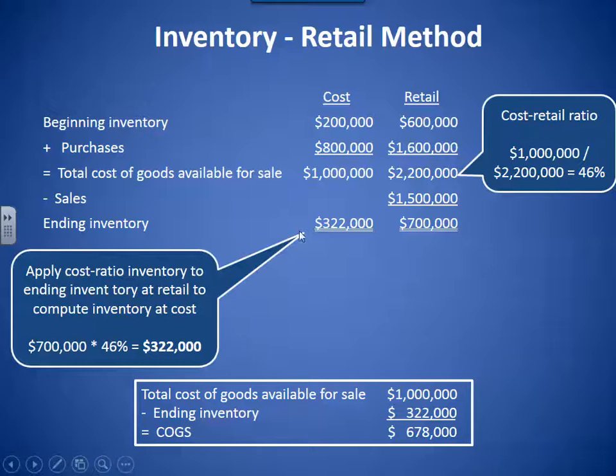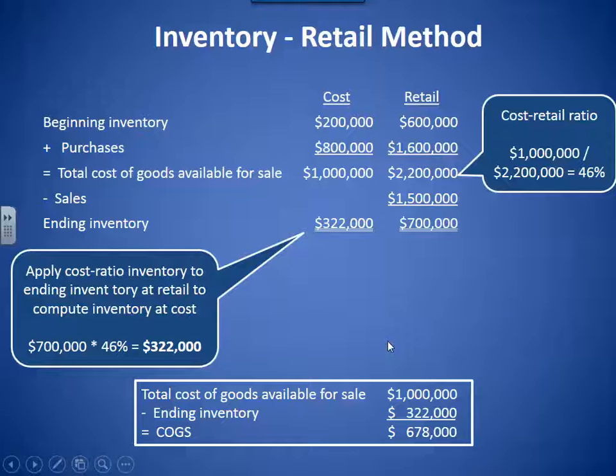Under the retail method, we keep accounting under two categories, one being cost and one being the retail value of the inventory. And if you take a look, we do have the classical periodic inventory formula here. Beginning inventory plus purchases equals total cost of goods available for sale. But now we're going to see minus sales equals ending inventory. It's a little bit different.